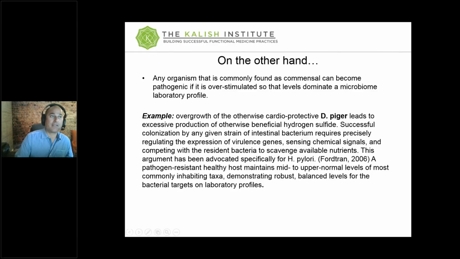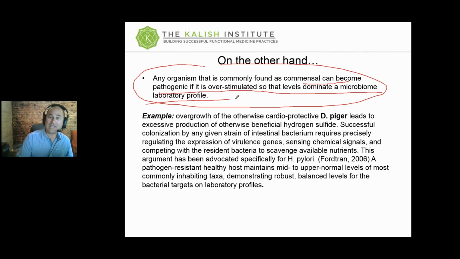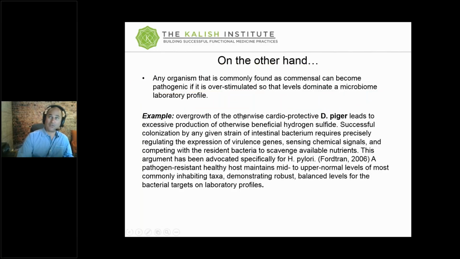Now, another point you want to think about, and this is true for yeast, this is true for all of these organisms, is that any organism that is found as a commensal can become pathogenic if it's overstimulated so that the levels dominate a microbiome lab profile. So you could have a certain amount of yeast in a person's system that's totally normal and not a problem. They shoot up from a 30 to a 110 and they're all of a sudden extremely sick, and it makes sense that there's an issue there. You can also have an overgrowth of the cardioprotective D-piger. So in the right amount, D-piger is cardioprotective, but an excessive amount produces what?